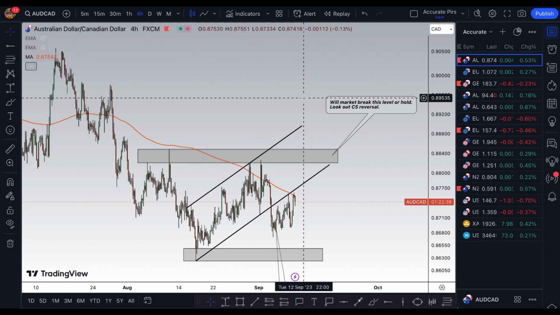We're going to be doing a live technical analysis breakdown on all the Forex pairs you see on the right of my screen right here.